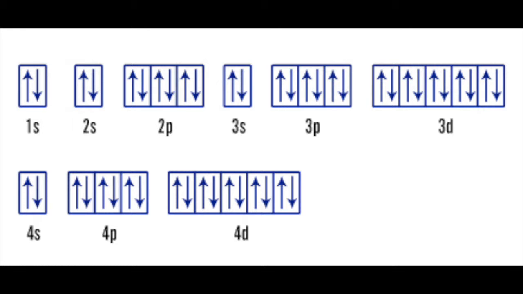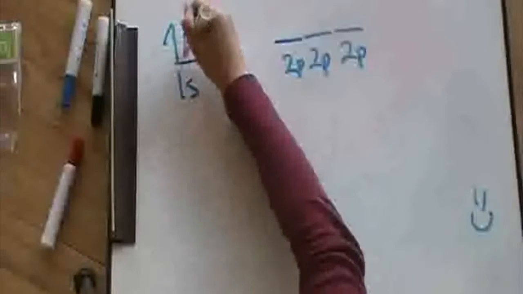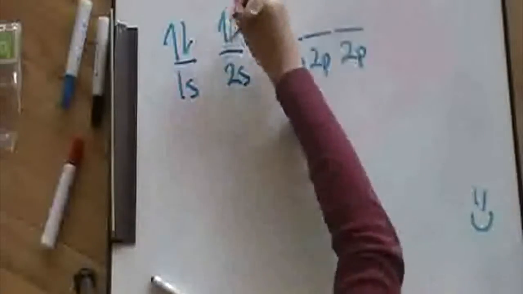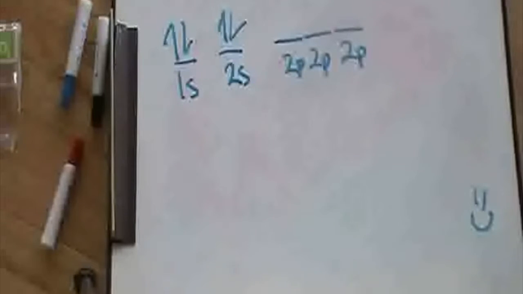In order to make an orbital diagram, you must follow these laws. The Aufbau principle states that electrons must fill in the lowest energy orbital available. For example, 1s will be filled before 2s, and 2s will be filled before 2p.